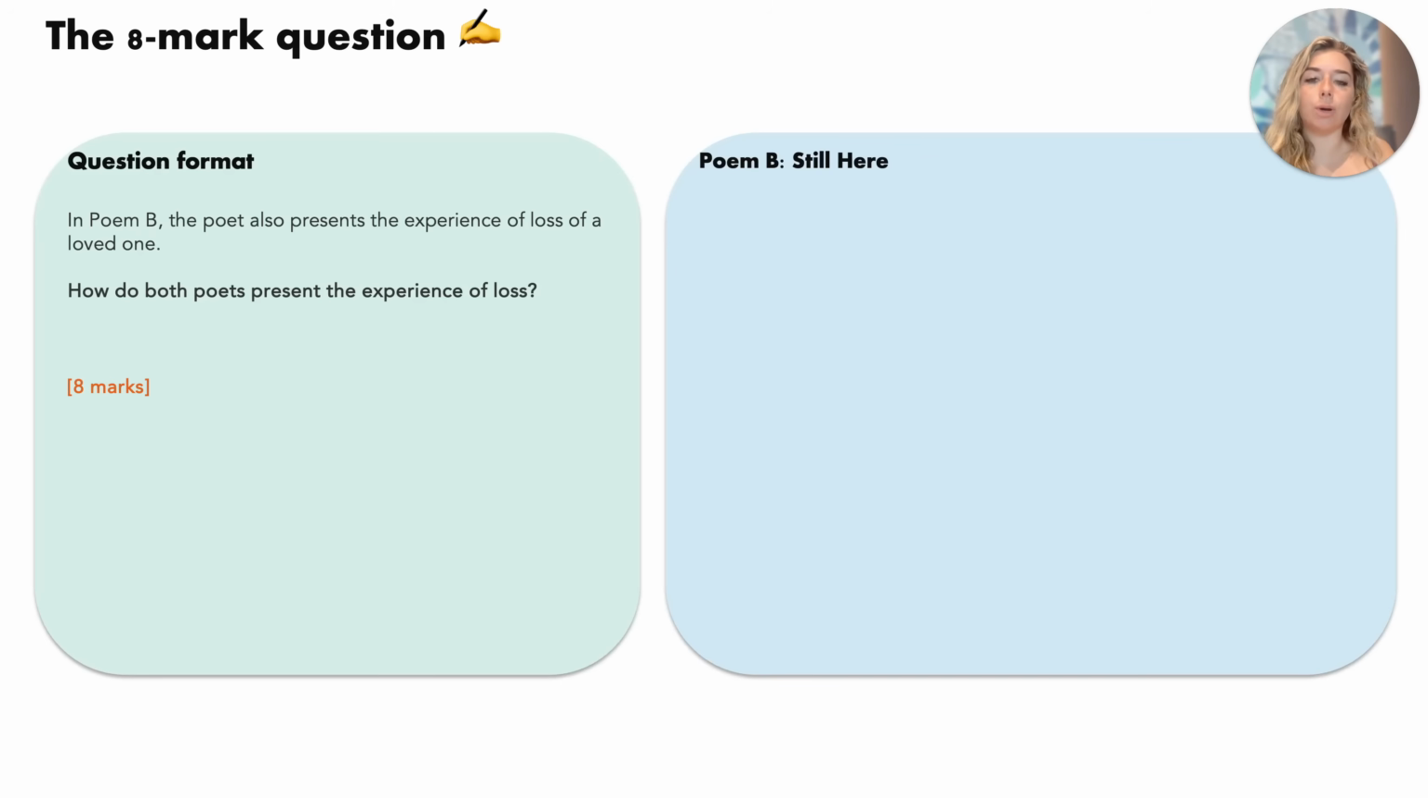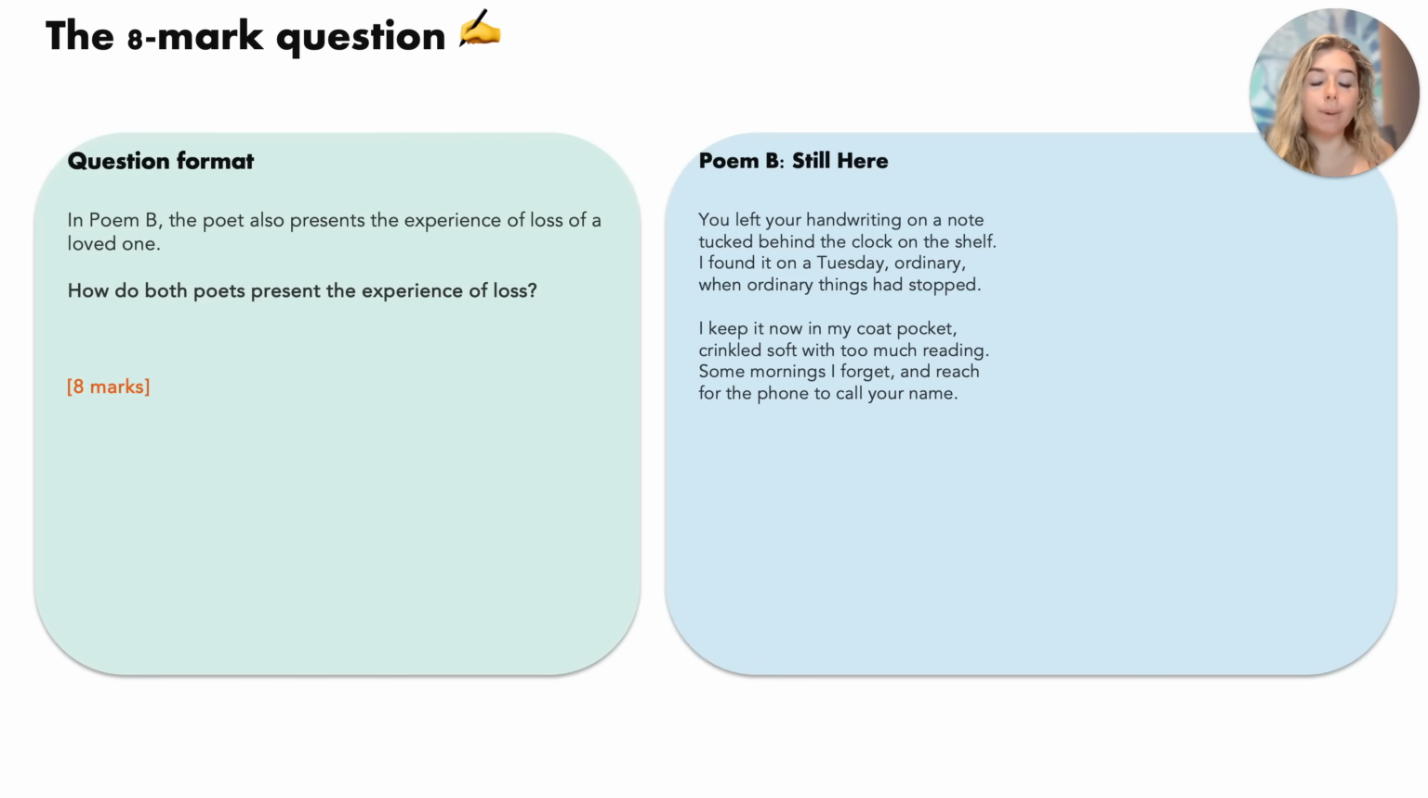Then the 8-mark question will be something like this. It will be on the other side of the paper and it will give you another poem. And it will say, in poem B, the poet also presents the experience of loss of a loved one. How do both poets present the experience of loss? Now, this is a comparison question from the first poem that you just read to this poem. So you're going to be comparing the two of them.